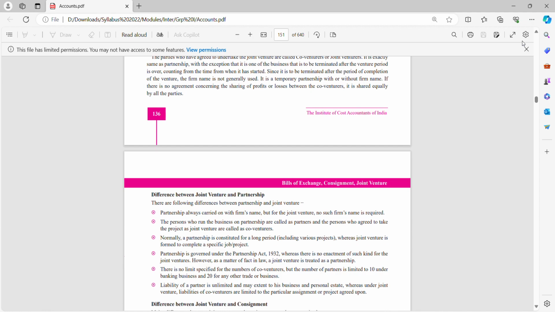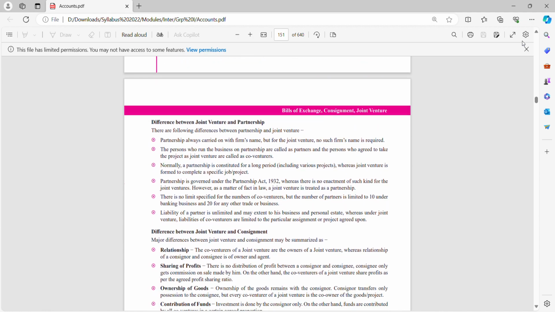Difference between joint venture and partnership. Important answer. There are following differences between partnership and joint venture. Partnership is always carried on with a firm name, but for a joint venture no such firm name is required. The persons who run a partnership business are called partners, and the persons who agree to take the project as a joint venture are called co-venturers. Normally, a partnership is constituted for a long period, whereas a joint venture is formed to complete a specific job or project.